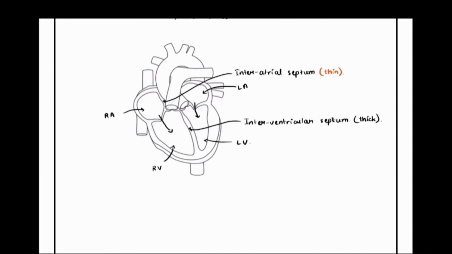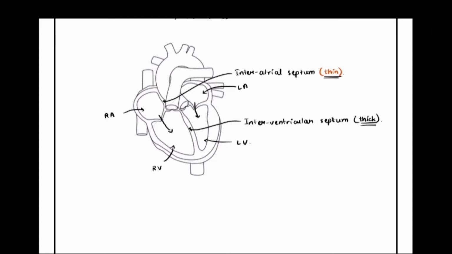And that is why, to prevent the ventricles from getting damaged when pressurizing the blood out of the heart, they have thick walls. Rather, when the atrium is pumping blood to the ventricle, it does not need that much pressure. So that is why it does not have thick walls of the septum. It has a thin-walled septum. So that is the reason.